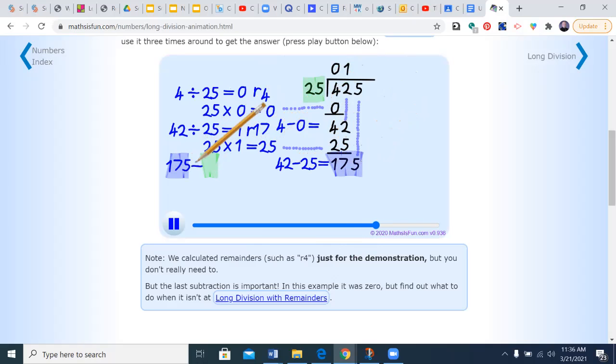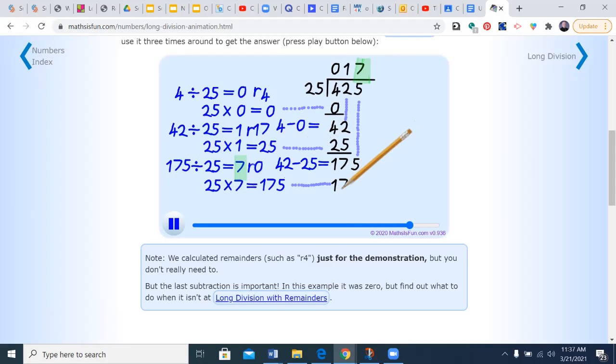25 will go into that 7 times. Put the 7 above the 5. 7 times 25 equals 175. You subtract, there's a 0, there's nothing to bring down. You're good to go. And again, the answer is known as a quotient, and the quotient here is 17.